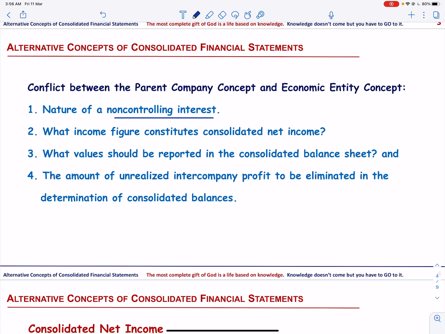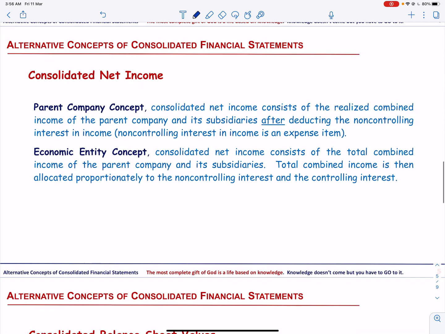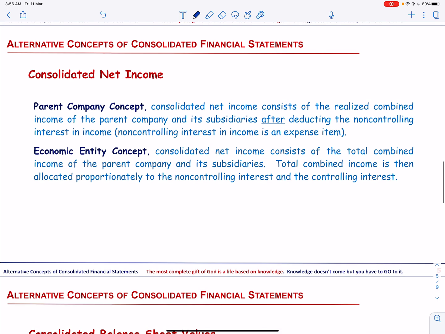Let us now talk about what income figure constitutes consolidated net income. Under the parent company concept, the consolidated net income is determined after deducting the non-controlling interest income as an expense. This is done as the primary purpose of parent company concept is to prepare consolidated financial statements relevant to the controlling stockholders, that is the parent company shareholders.